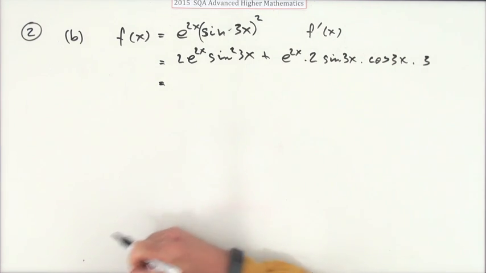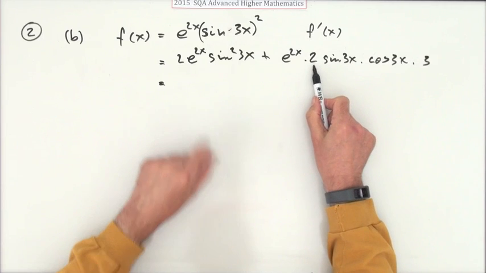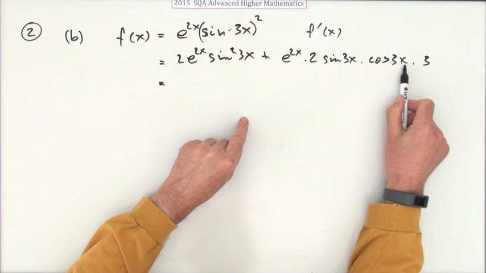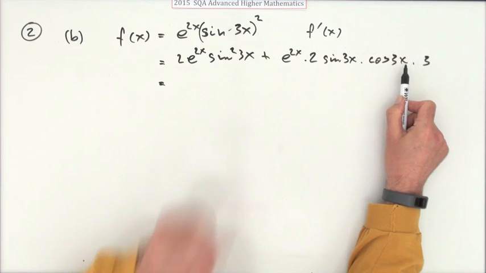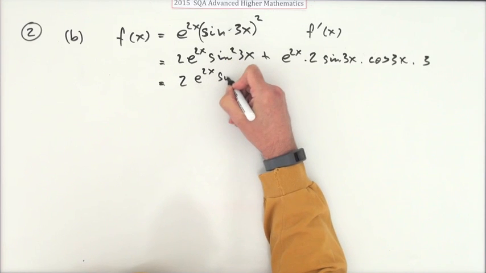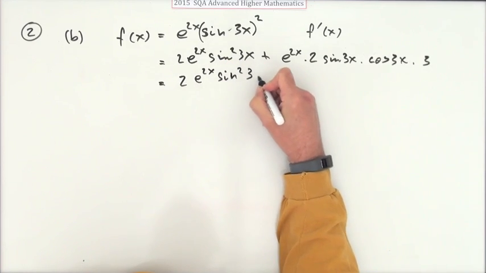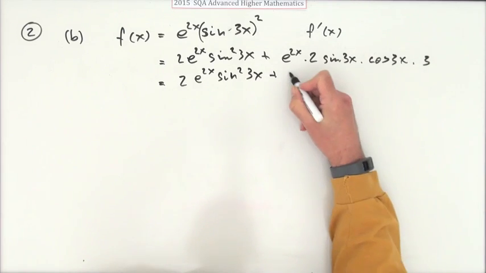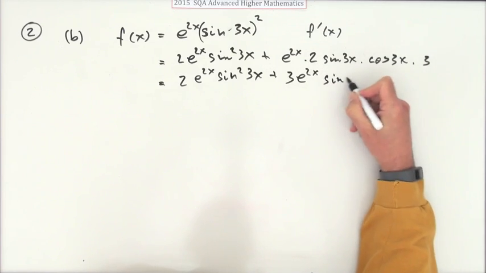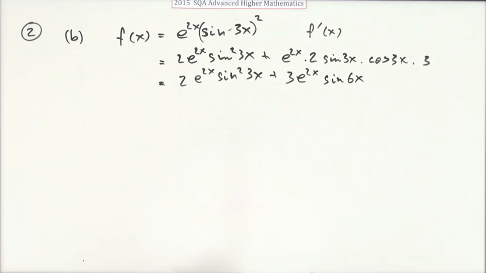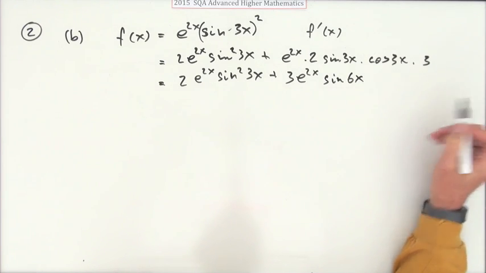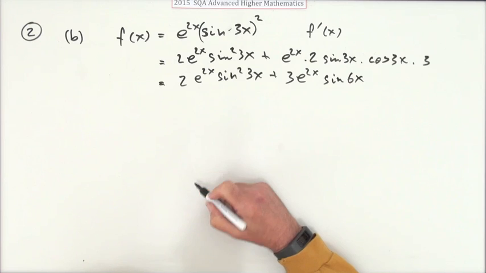So what can we take out? Well, it depends whether I want to take that 2 out or not, because that 2 could stay with this and tidy that term up. There's a couple of ways you could go. I'll just write it that way first of all. 2e to the 2x sine squared 3x plus, I think I'll just take that 3e to the 2x, but change that into the sine of 6x, just using that double angle formula. Sine 2a equals 2 sine single a cos single a. That's one way you could put it down.